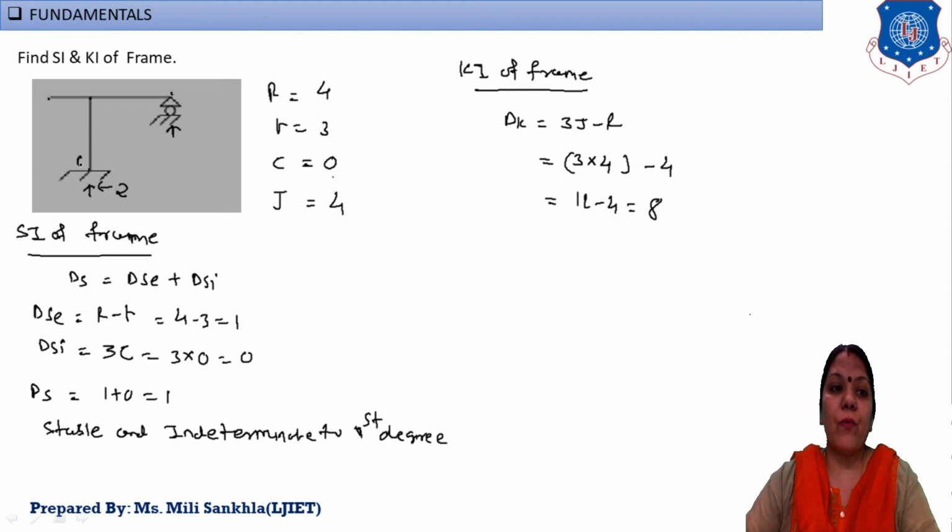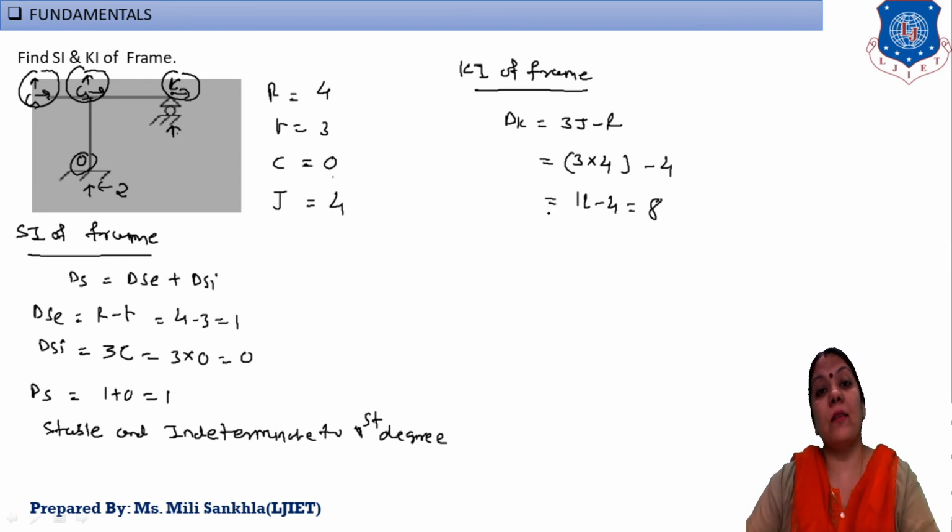Fixed support is allowing for 0 degrees of freedom. Vertical roller support is allowing for horizontal and moment. This joint is allowing for horizontal, vertical and moment. Okay, and this free joint is also allowing for 3 degrees of freedom. Okay, 1, 2, this 3 and this one 0. Total 3 plus 3 is 6, 6 plus 2 is 8. My answer is right. Now we find out DK and AD.